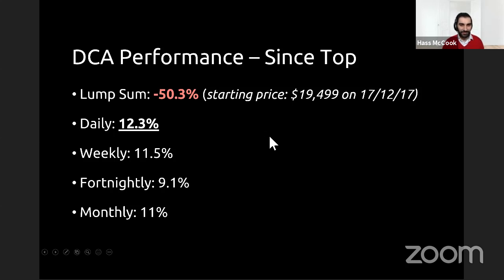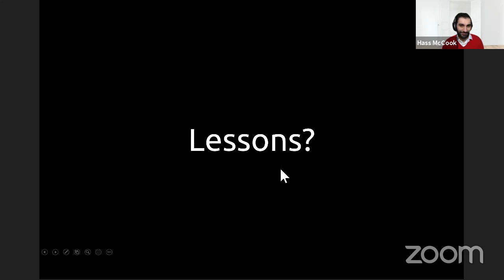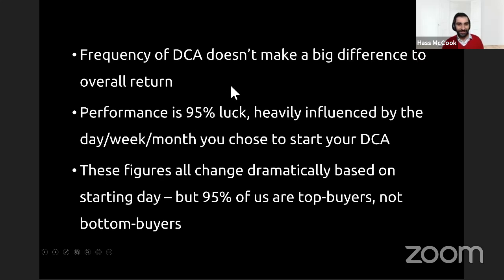So you've just seen 7 slides, and you're confused and none the wiser. So what are our major lessons here? That frequency of the DCA doesn't make a big difference. Everything is mostly luck anyway. So may as well go for a DCA rather than a lump sum. And really, depending on the day you started, the reality of the matter is that 95% of us are top buyers, not bottom buyers. So trying to time the market and beat your own psychology, really, it's a waste of time and a fool's errand.